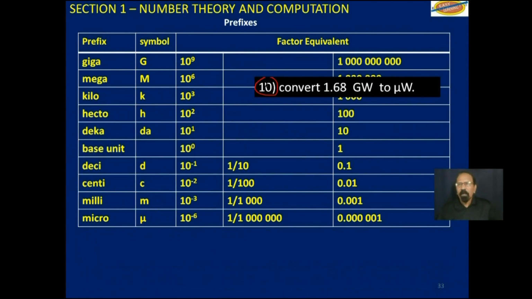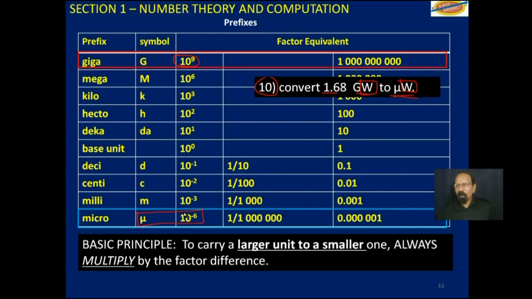Example 10, convert 1.68 gigawatt to microwatt. All right, it's not length, but at least we are learning the principle. It's power. So where are we? We are here, gigawatt, and we are going to microwatts. So obviously, we will multiply because we are moving from a larger to a smaller. Now let's find out what the factor difference is. Now you understand why I was saying you need to learn these factors here.